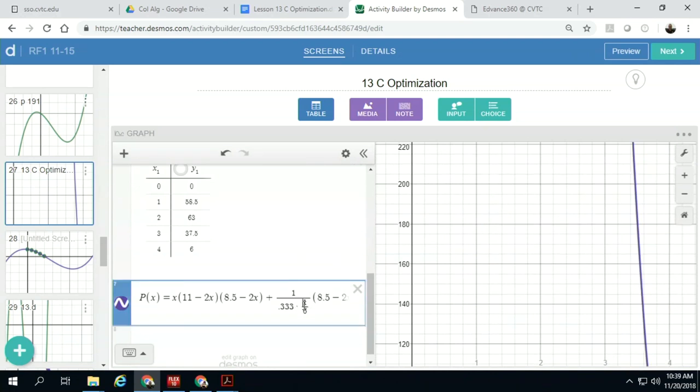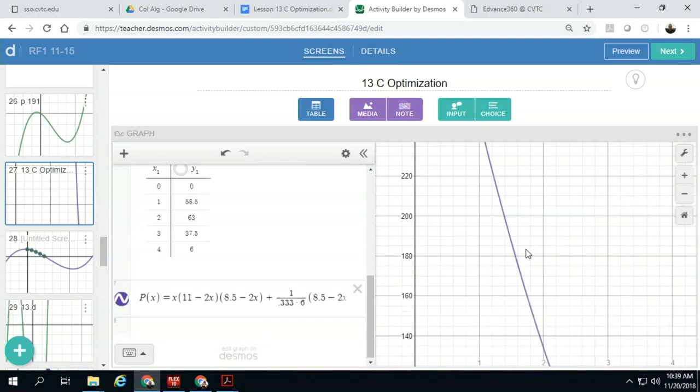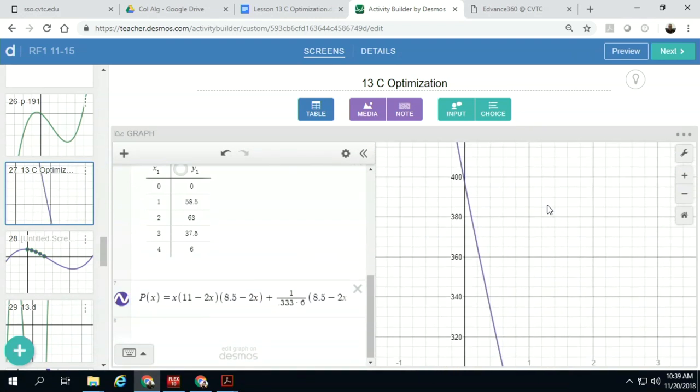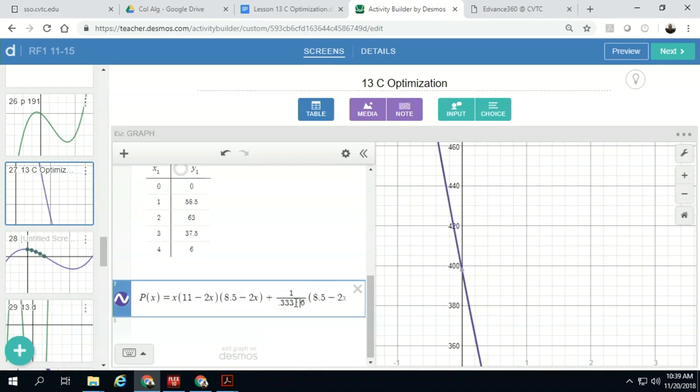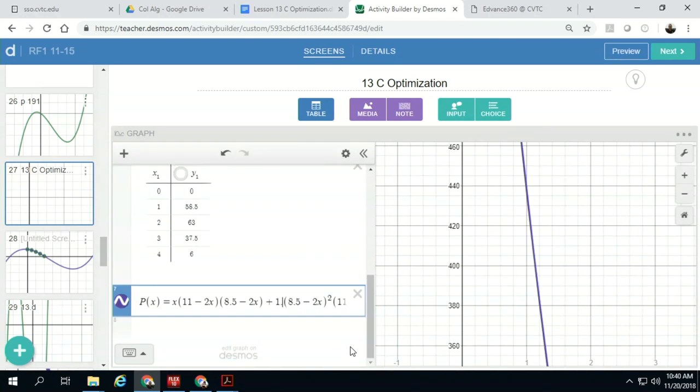What did I do wrong? There we go, times 1/6. So if you notice, 1/6 might be too much. Let's say 1/2 times 1/6 is 1/12. We already did 1/12. Anyway, you get the picture. So you could figure out how tall that pyramid would be. And remember, we're maximizing volume.